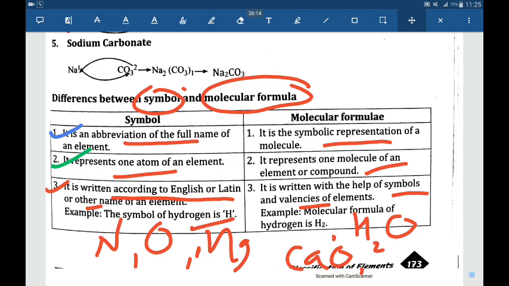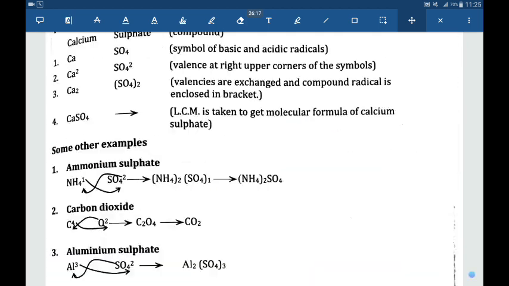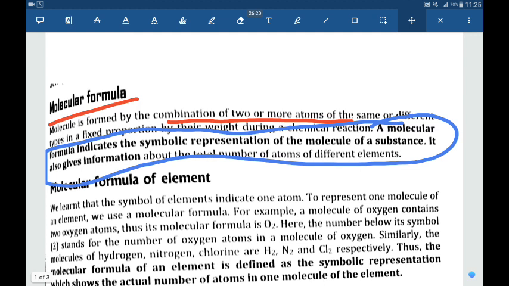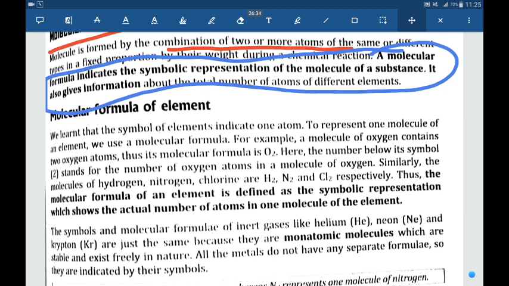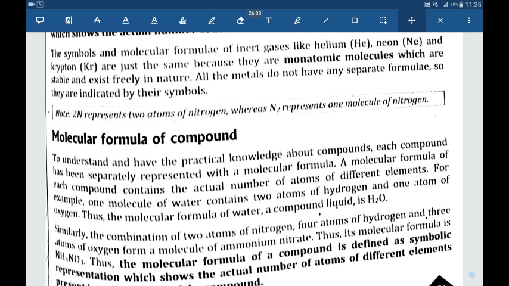Okay, students, chapter discussion is over. I'm going to give you the work. Are you ready? You must have pen and paper with you. Question: define symbol and molecular formula, give 5 examples of each.